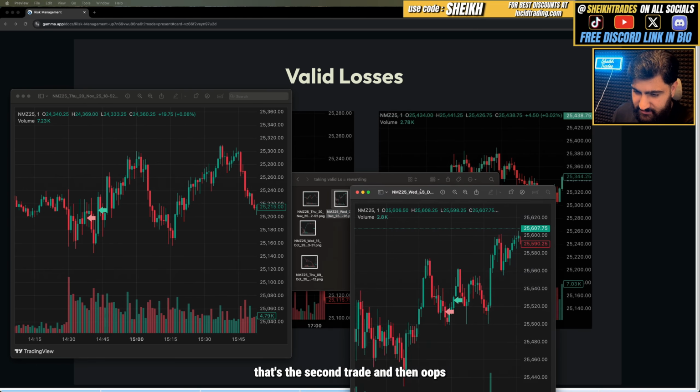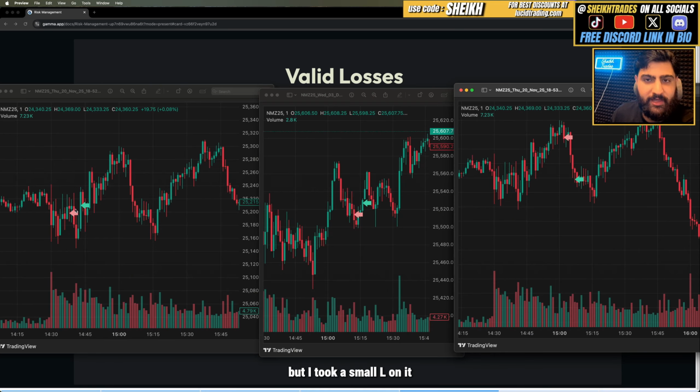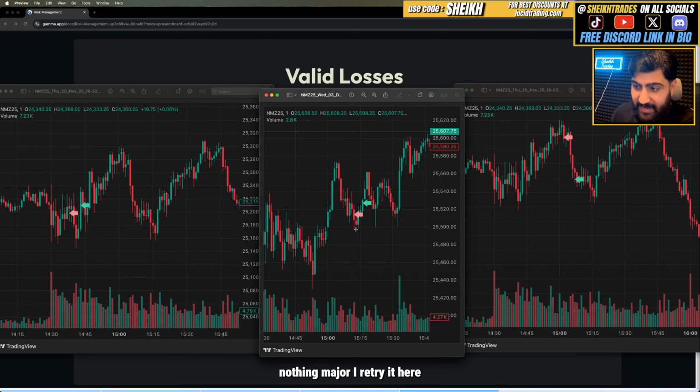So what do you see here? On that day on the NQ, I shorted here around the open and I got out sort of break even. I got slippage. I remember I was too busy taking screenshots. This should have been a break even trade, but I took a small L on it, nothing major. I retry here. You can see I take another short here. What happens? I take another L. Completely fine. It happens.